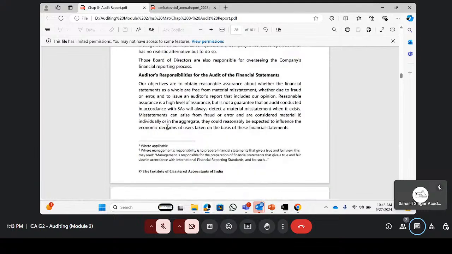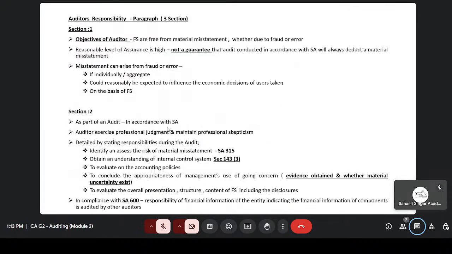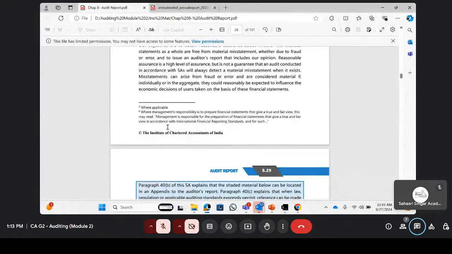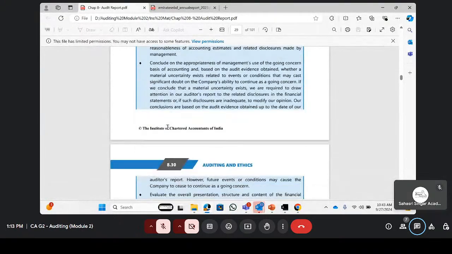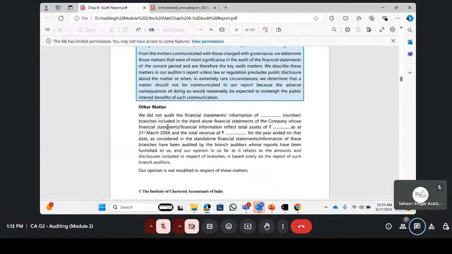Okay. The next one is the auditor's responsibility. You can see the auditor's responsibilities here. You have 3 sections, as I told you, so make sure that you break it paragraph-wise completely. And then there are other matters also. Other matters means that sometimes you can give some important information.